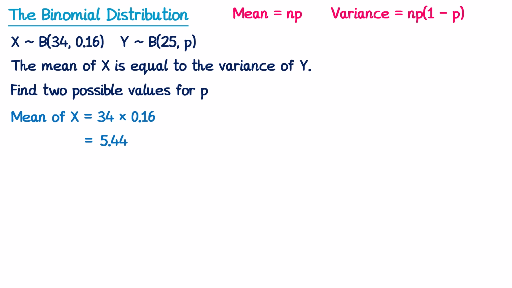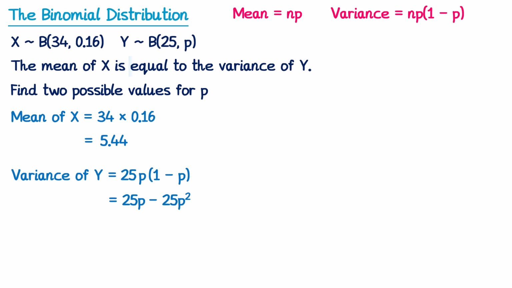Now the question's told us that this is equal to the variance of y, so for this distribution here, we'll work out the variance. The variance of y is equal to n, so 25, multiplied by p, which we actually don't know, it's just called p in this question, and then multiplied by 1 minus p. We don't need these multiplication signs here, so this is 25p bracket 1 minus p, which if you expand gives you 25p, subtract 25p squared.